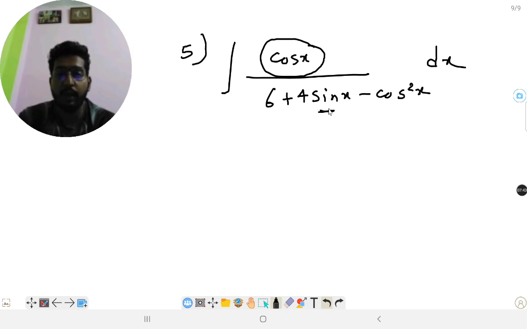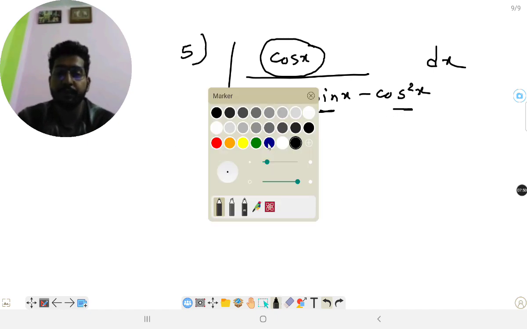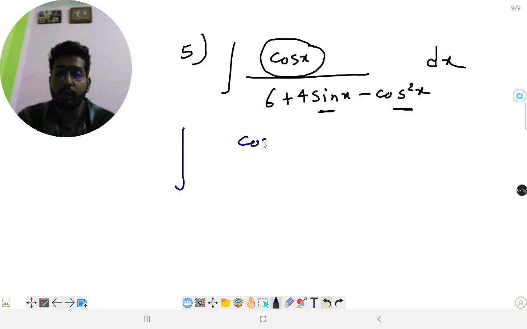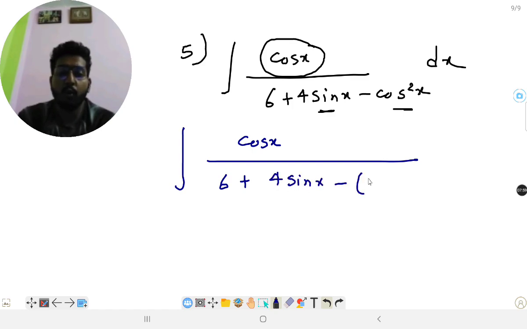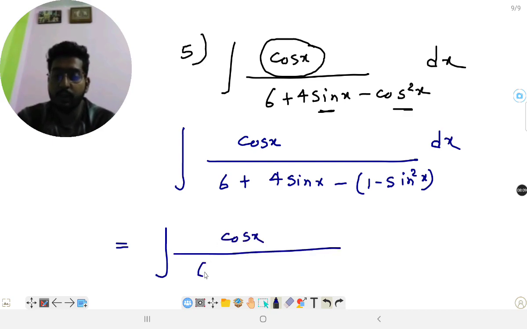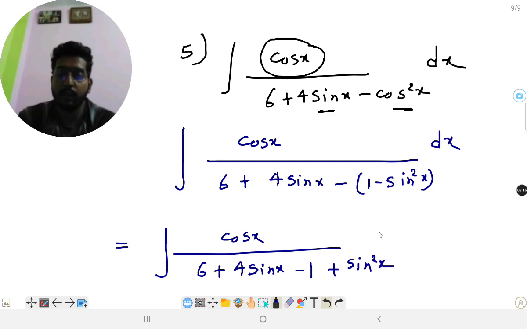You can see there is a sin x, but there is a cos square. Now cos square can be converted to sin square, so it can be written as integration of cos x divided by 6 plus 4 sin x, and cos square x can be written as 1 minus sin square x, dx. So that will be integration of cos x divided by 6 plus 4 sin x minus 1 plus sin square x dx.